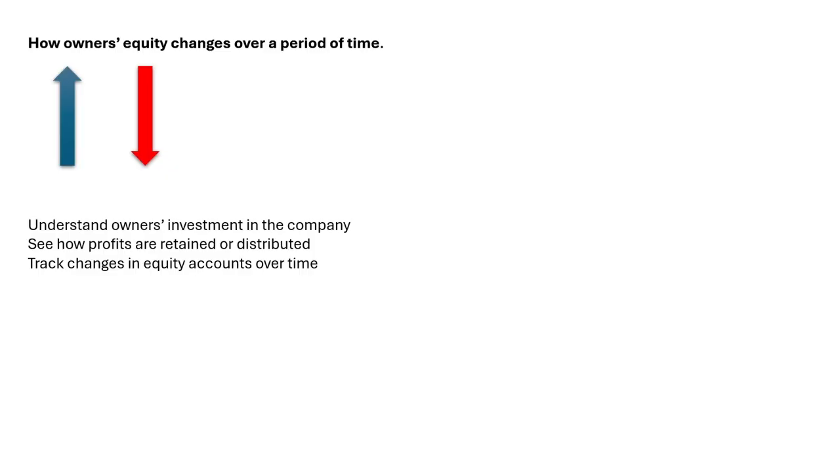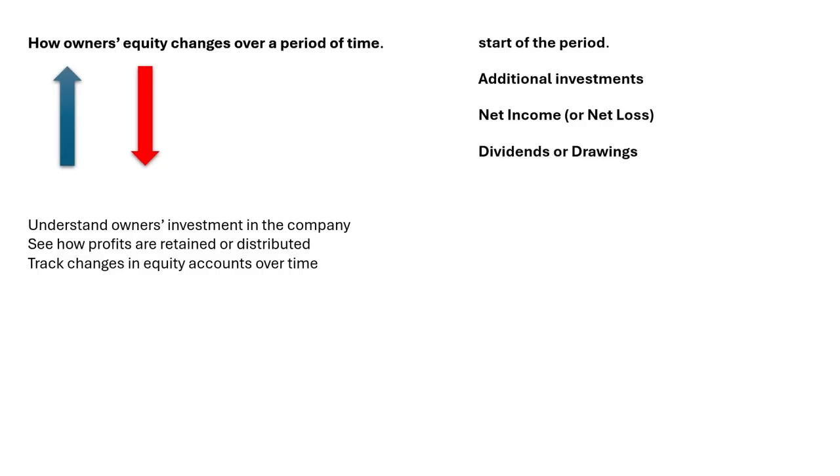It helps us understand owner investment in the company, see how profits are retained earnings or distributed, and track changes in equity accounts over time. It starts with the start-of-period balance from the end of last year, which is the beginning of this year. We add the new investment, subtract the loss from net income or add it if it's profit. Then we see the dividends or drawings, reaching the ending equity at the end.